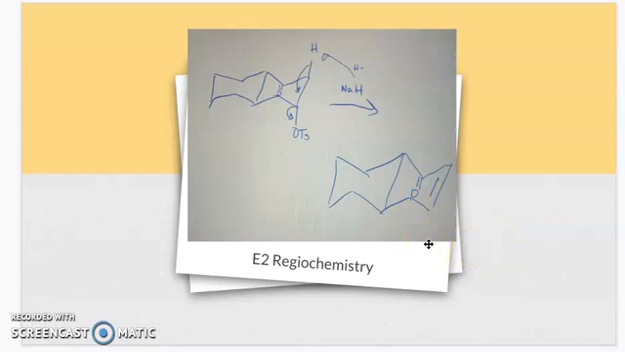Now this wouldn't work with an alpha proton because it would have nowhere to go. As we see here, it wouldn't be able to go anywhere. Now an E2 reaction proceeds via a concerted mechanism, which means that everything happens at once. This is similar to an SN2 reaction, and it is also important to note that just like an SN2 reaction, an E2 reaction is bimolecular, which means that the substrate is weakly coordinated to the base and the leaving group at the same time.